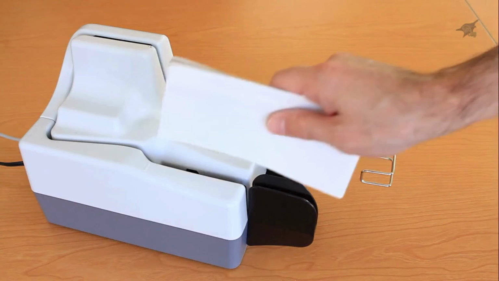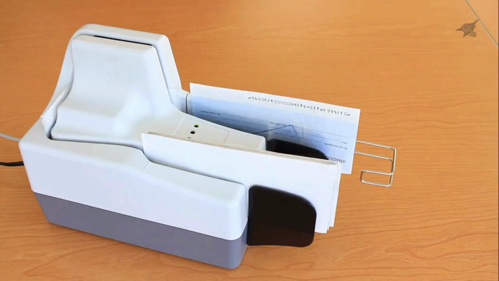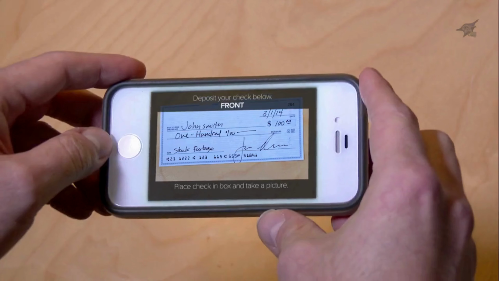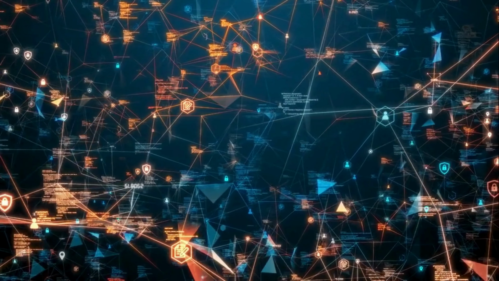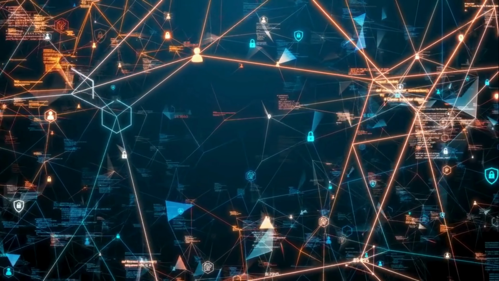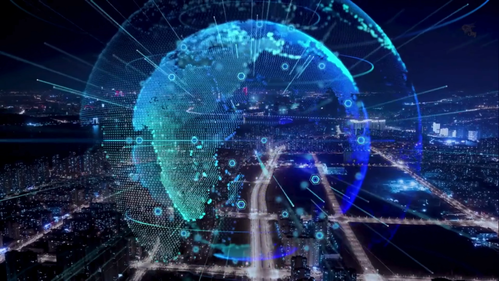ACH can even handle electronic checks. Instead of writing a physical check, you can send an electronic version using ACH. It's like Checks 2.0. And don't forget, there are even more types of ACH transactions out there, each serving different needs and purposes. Exploring them opens up a world of possibilities.